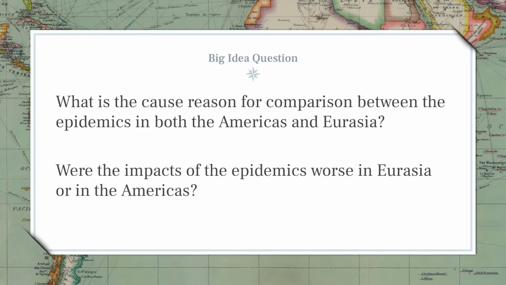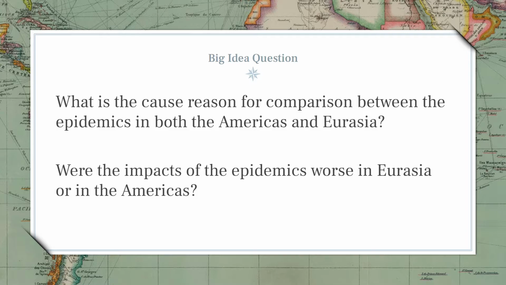So back to the question in the beginning of the video. The first question is, what is the main cause for comparison between the epidemics in both the Americas and Eurasia? The second question is, were the impacts of the epidemics worse in Eurasia or in the Americas? Pause the video to answer.